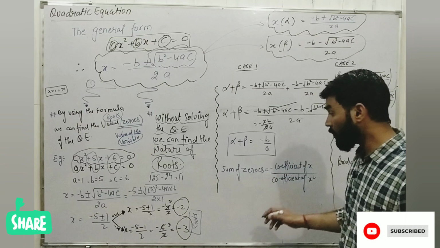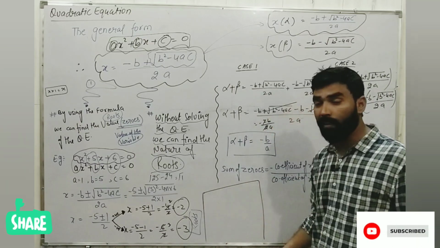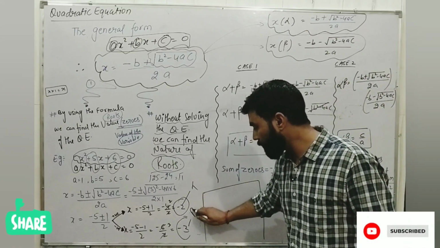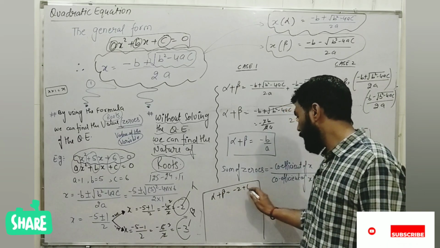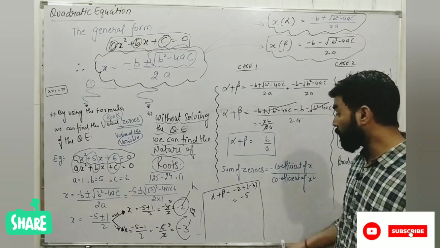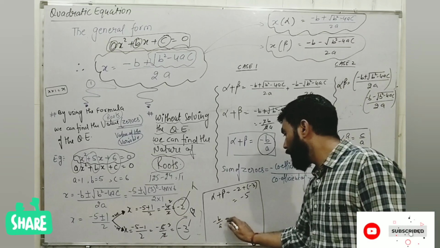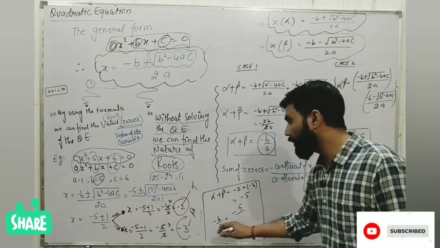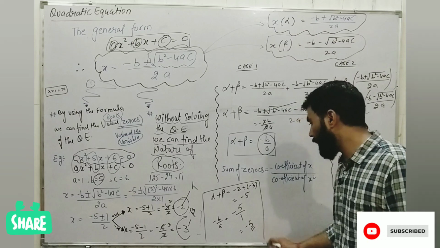Got it? Now let us check whether it is correct or not. We can take alpha as minus 2 and beta as minus 3. So alpha plus beta will be minus 2 plus minus 3, which is minus 5. So we need to find out whether minus 5 equals minus b upon a. What is b over here? It is 5, so we write 5 divided by a, which is 1. So what will you get? Minus 5.